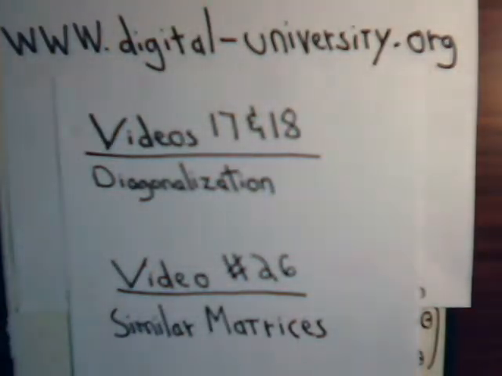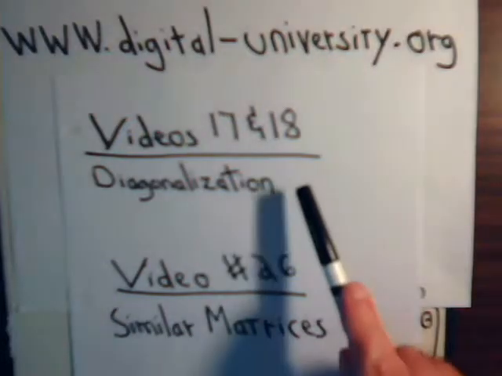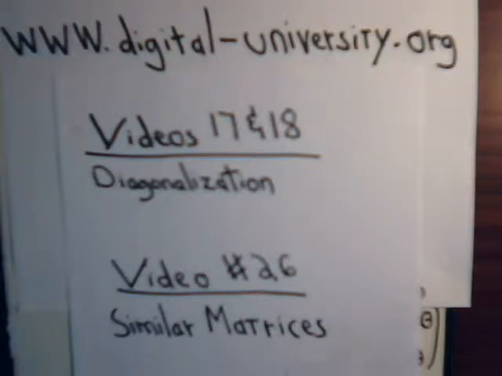We are continuing our discussion concerning the principal axis of transformation. Again, to remind you, we're really drawing heavily now upon what we did in some previous videos, videos 17 and 18, when we learned how to diagonalize matrices. Video 26, we talked about similar matrices. In video number 25, we talked about symmetric matrices.